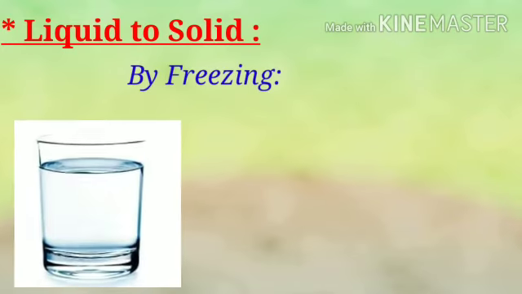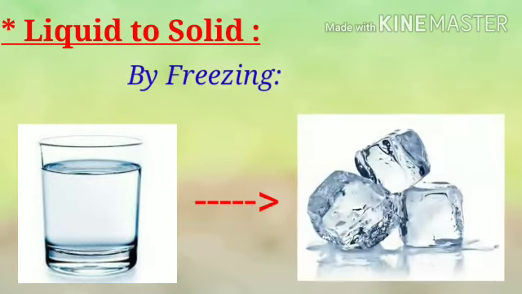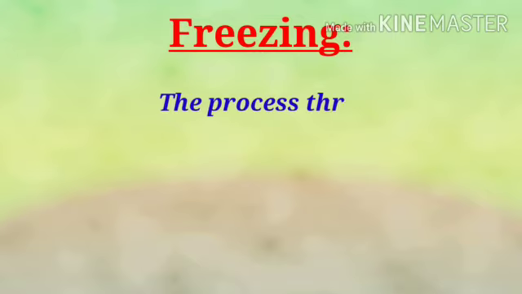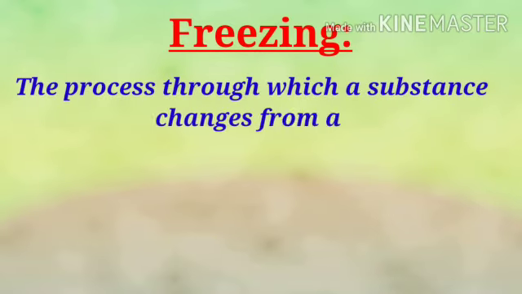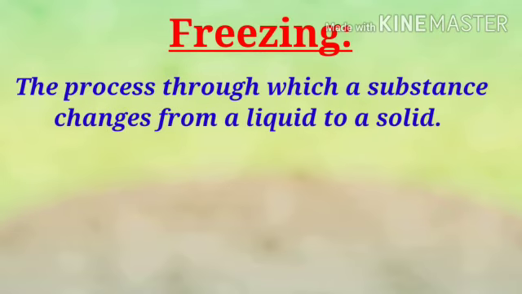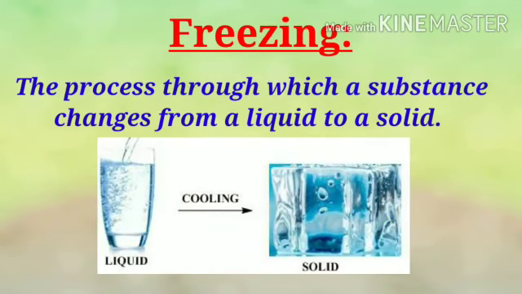Okay. Now our next transition is liquid to solid. By freezing, the liquid, that is water or any type of liquid, can be changed to a solid state. Now we will see what is freezing. Freezing is the process through which a substance changes from a liquid to a solid state. As you can see in the picture, when a liquid which is filled in the glass is freezed, it converts into solid state, that is an ice.